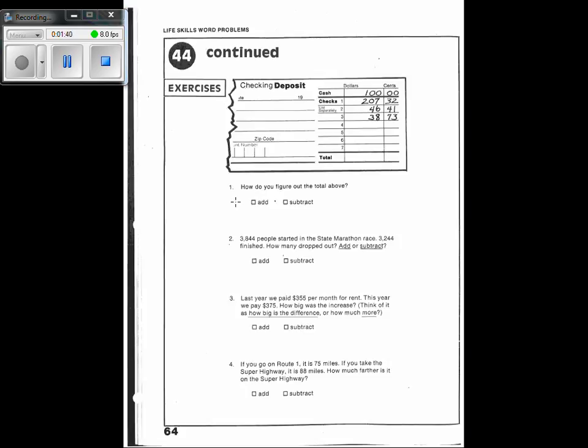For number 1, how do you figure out the total above? Will you add or subtract? Number 2, 3,844 people started at the state marathon race. 3,244 finished. How many people dropped out? Would you add or subtract?